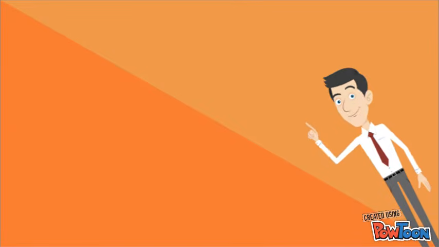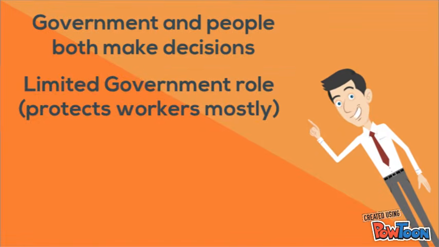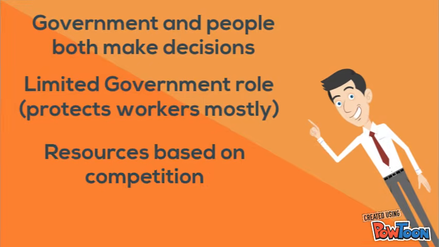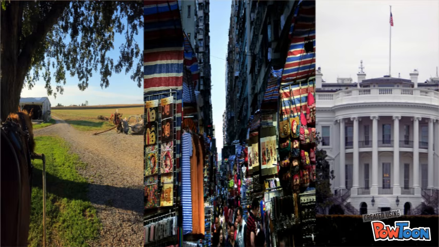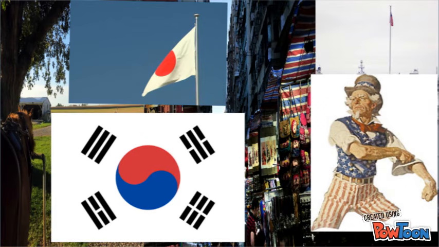So in a mixed economy, the government and the people make decisions together. The government has some role in the economy, but not all. The motivation for a mixed economy is a little bit of the government and some competition. The resources get distributed based on competition, but the government does make sure that the people are taken care of. It still has free market elements, so competition is high. The United States is the best example, but Japan and South Korea both have mixed economies as well.